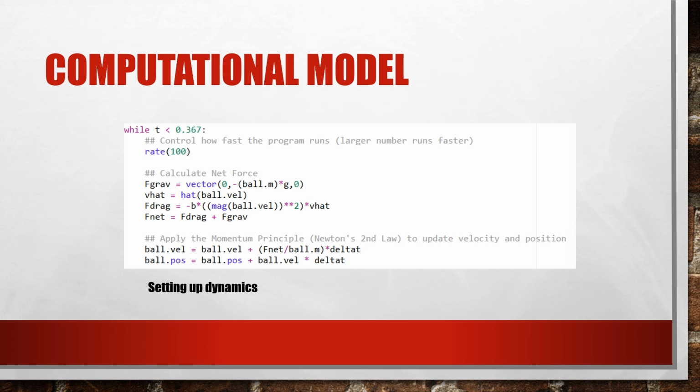The net force was first calculated by determining the force due to gravity and then defining the drag force to be minus b multiplied by the magnitude of velocity squared multiplied by the unit velocity vector. The drag and weight force were then added together to give the net force. The ball's velocity was then updated using the velocity update formula, and this updated velocity was then used to update the ball's position using the position update formula.